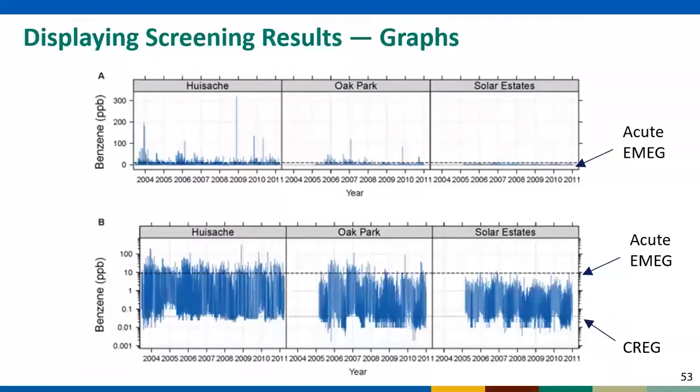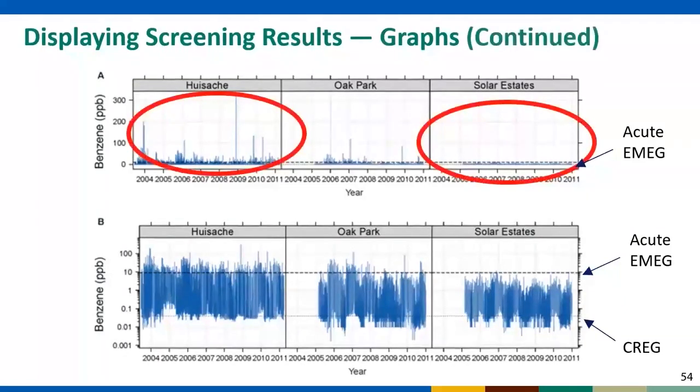The figure shows benzene concentrations at 3 of the auto GCs, and note that you have a lot of concentrations at Weisach, Oak Park, and Solar Estates. The top figure, which shows you our acute EMEG, is in linear scale. In the bottom figure, we were able to show the acute EMEG and the CREG, and that is in log 10 scale. The dashed line indicates the acute EMEG, and the dotted line indicates the CREG. Now I'll explain what this figure tells our community and how it can help explain our screening process.